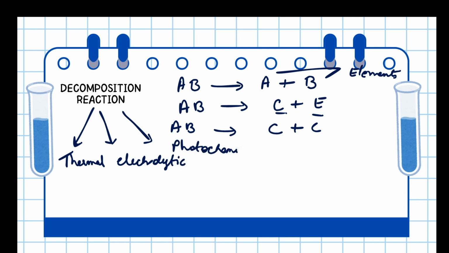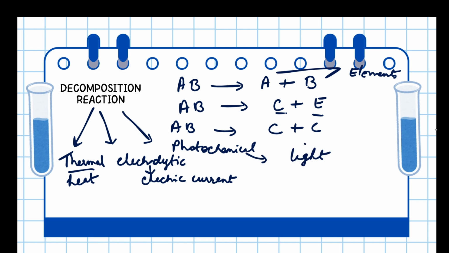Now from the word itself, you will remember what is being involved when we are talking about thermal, electrolytic and photochemical decomposition. Thermal decomposition means the decomposition reaction is brought about by heat. Electrolytic decomposition is brought about by the passage of electric current. And photochemical decomposition reactions are brought about in the presence of light. Okay, so under these three headings we will be seeing few examples.